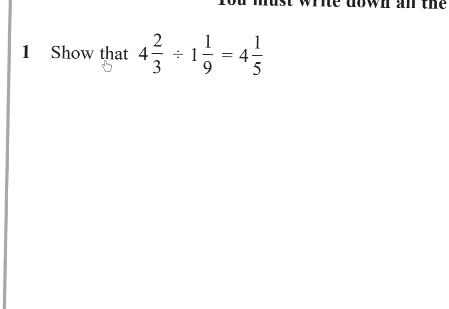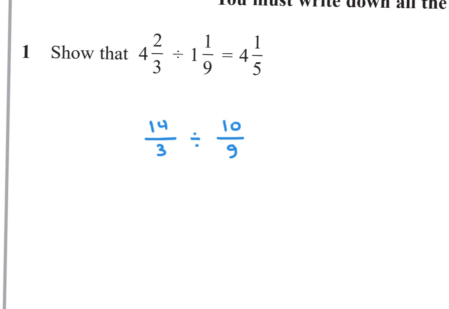Number 1, show that 4 and 2 over 3 divided by 1 and 1 over 9 equals 4 and 1 over 5. When we divide two mixed numbers, convert the mixed numbers to improper fractions. 4 multiplied by 3 is 12, plus 2 is 14, over 3. Divide. The same, convert this mixed number to a fraction: 1 times 9 is 9, plus 1 is 10. So 10 over 9.